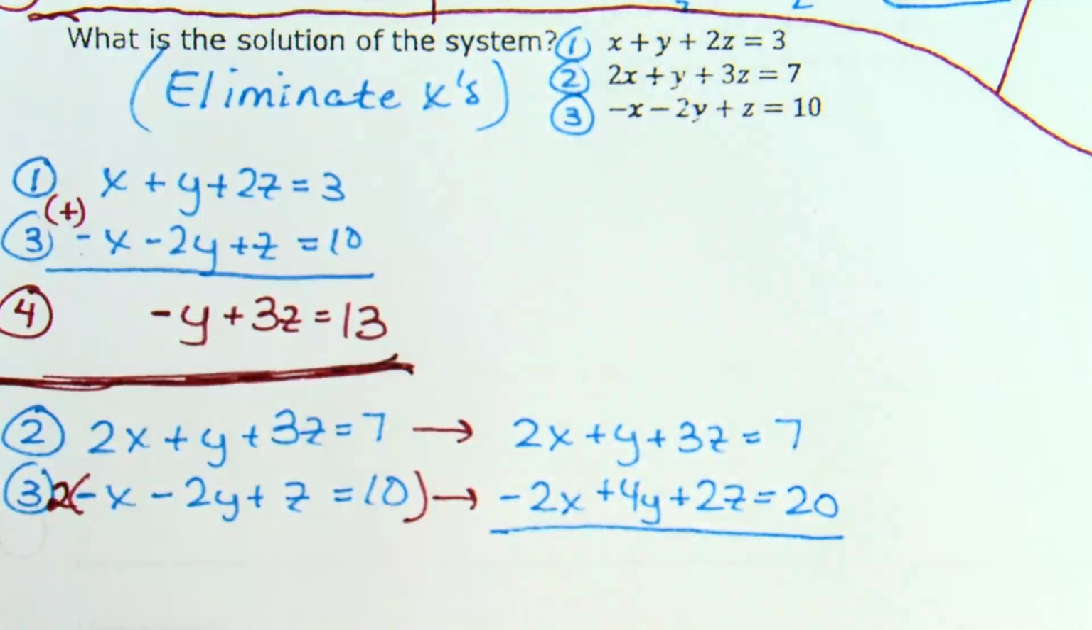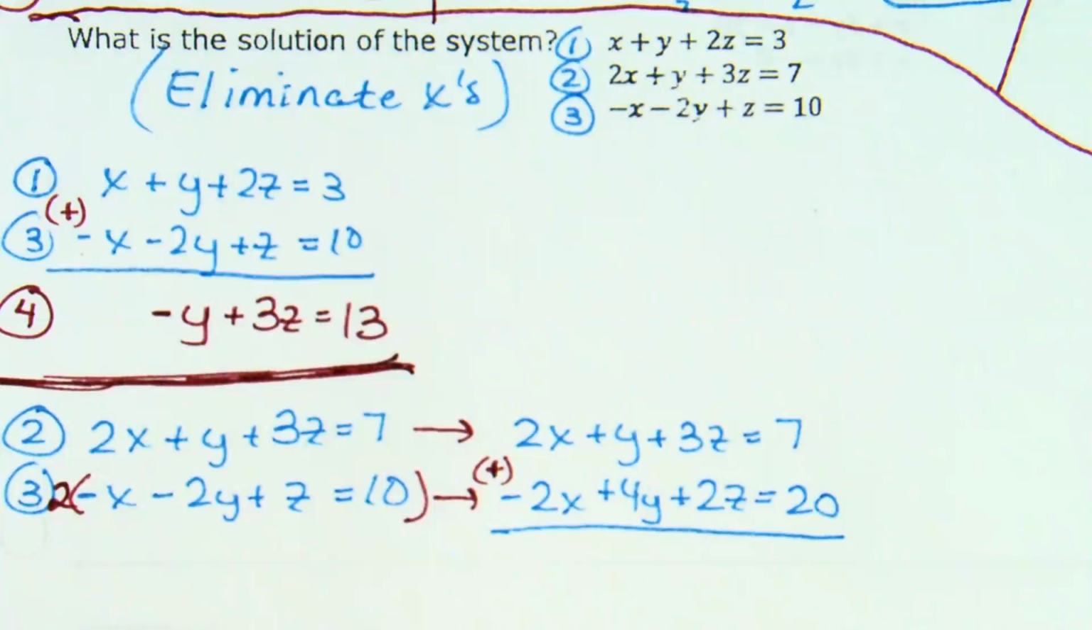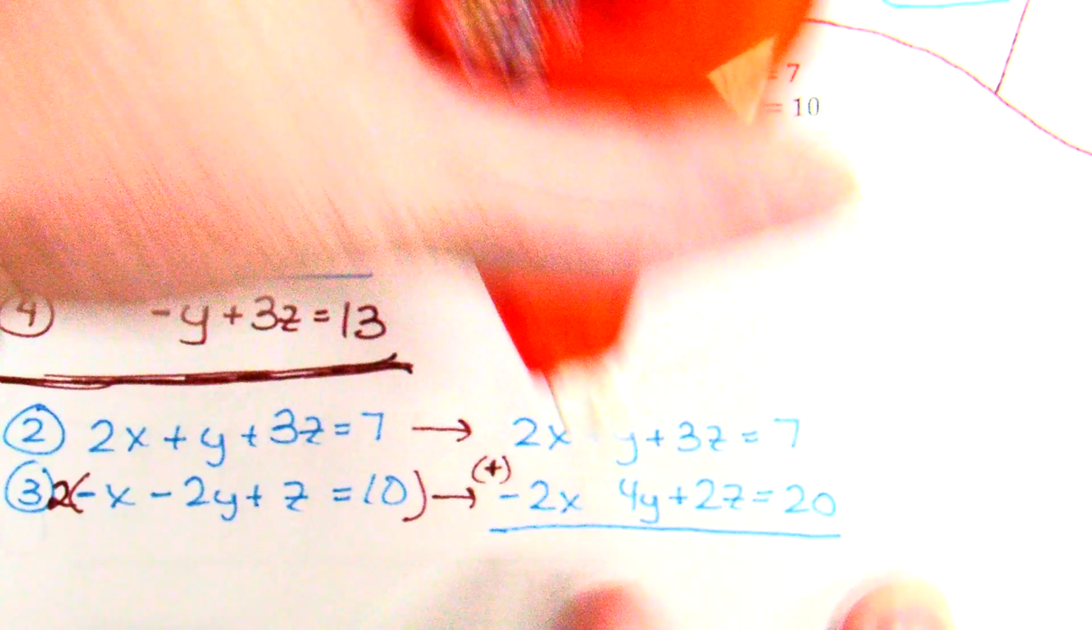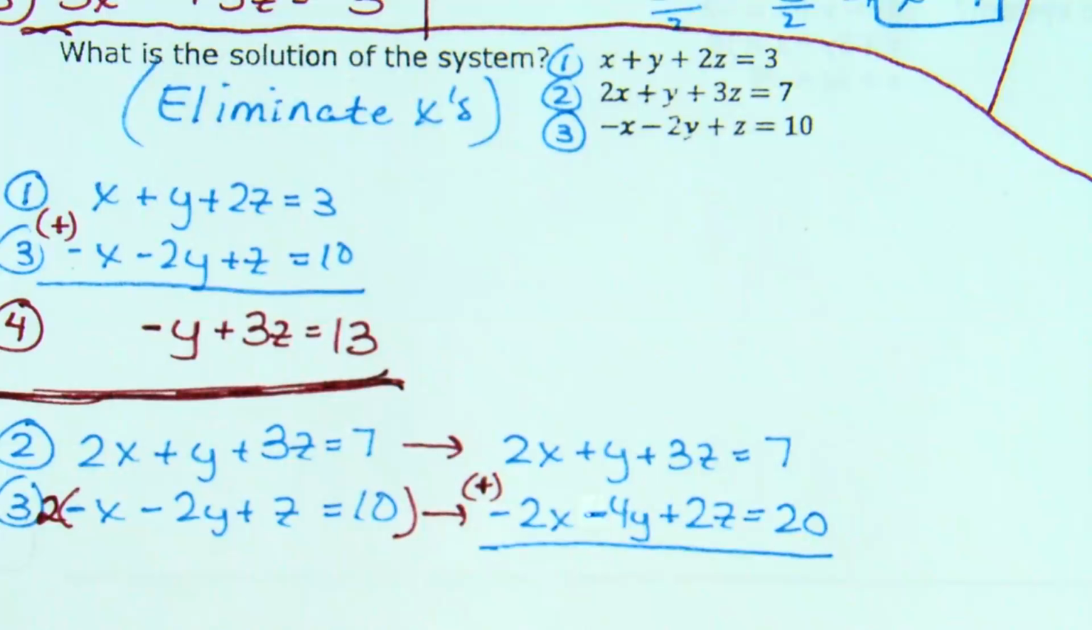My x's have a positive and negative, so we're going to add. 2x plus negative 2x cancels. Did I make a mistake? Yeah, I did, didn't I? Yep, thank you. And just like that, do you see how quickly my problem was going to go astray? Okay, so did everyone catch my mistake? Thank you. Bottom equation should have been negative 2x minus 4y plus 2z equals 20.